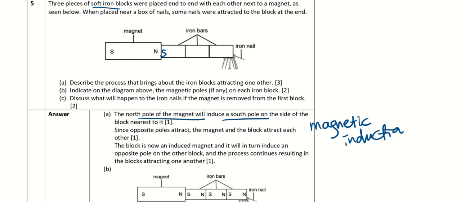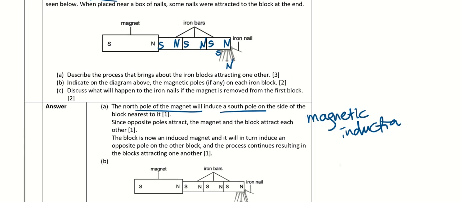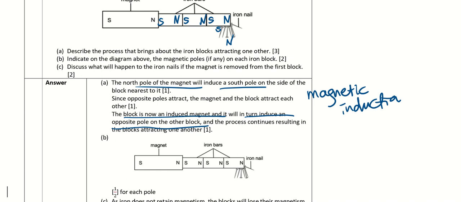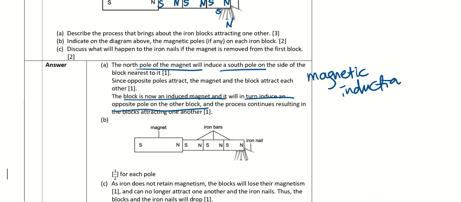So the block is now an induced magnet because here will become a north, south, north, south, north. So even here, the top part of the pins will be south, the bottom will be north. So the first iron block will now become an induced magnet. It will in turn induce an opposite pole on the other block, and the process continues, resulting in the blocks attracting one another. So as you can see from here, then indicate on the diagram above the magnetic poles, if any, on each iron block. We have done this.